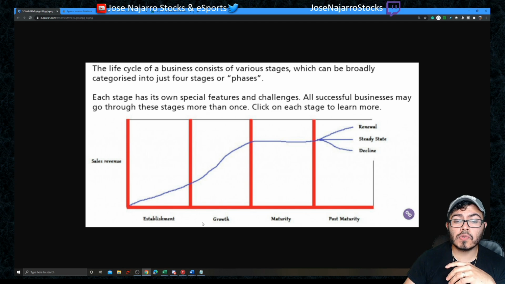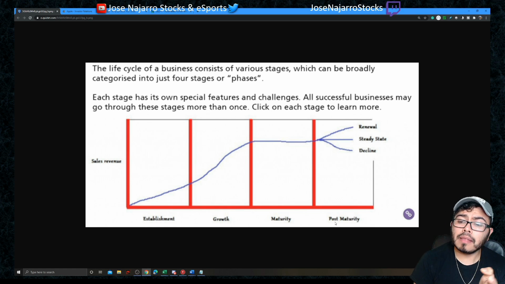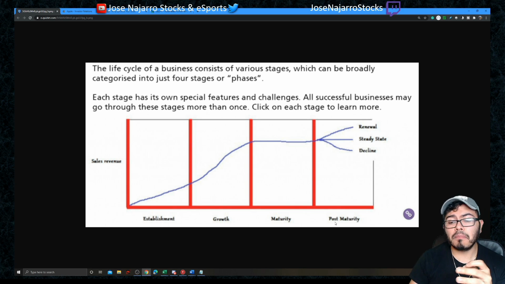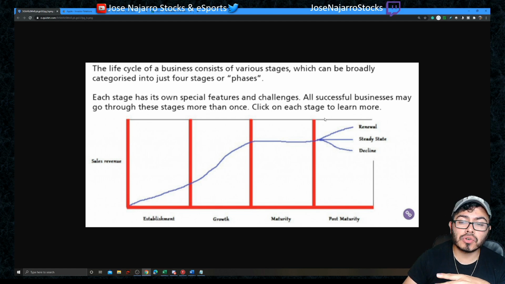So these are two companies that I invest in. A lot of people, if they have seen my portfolio, might be like, why does he have Microsoft, for example, in his portfolio if it's not a growth stock? But to me, it has passed the maturity state and is now in post maturity within renewal. So those are the stages.